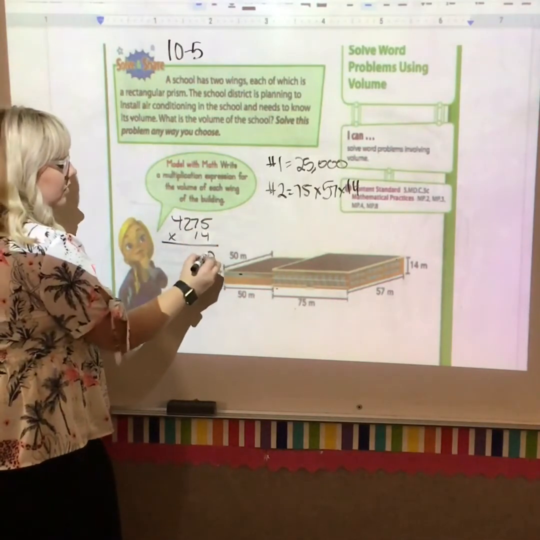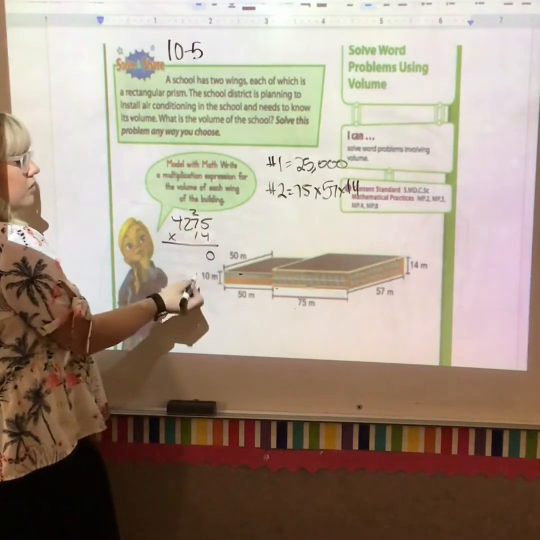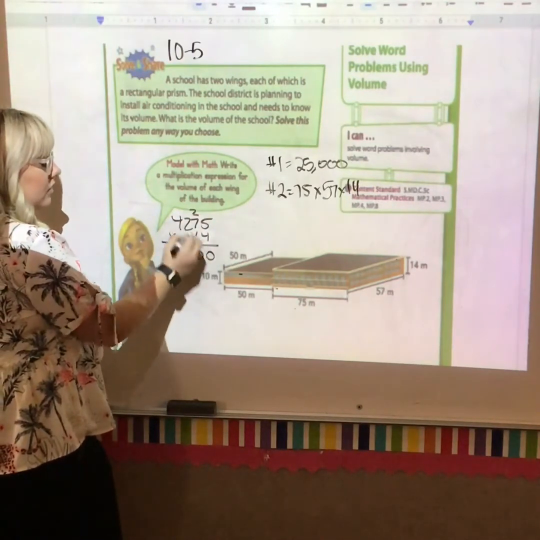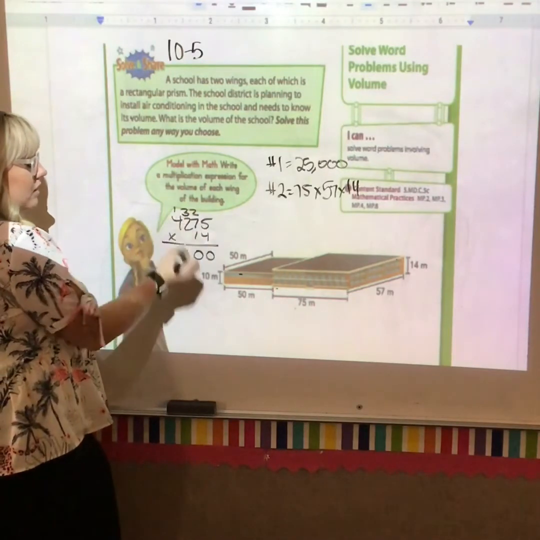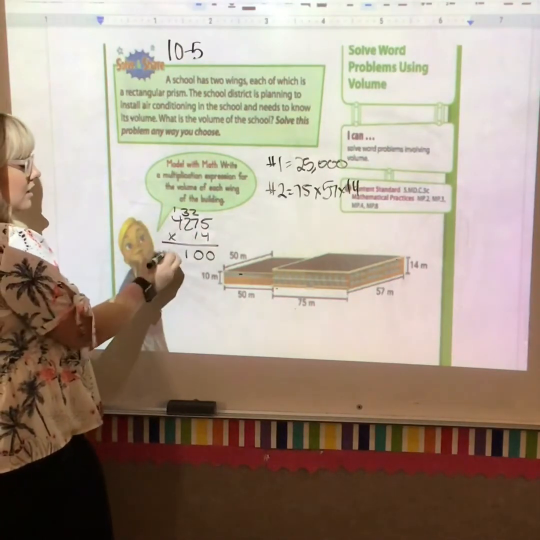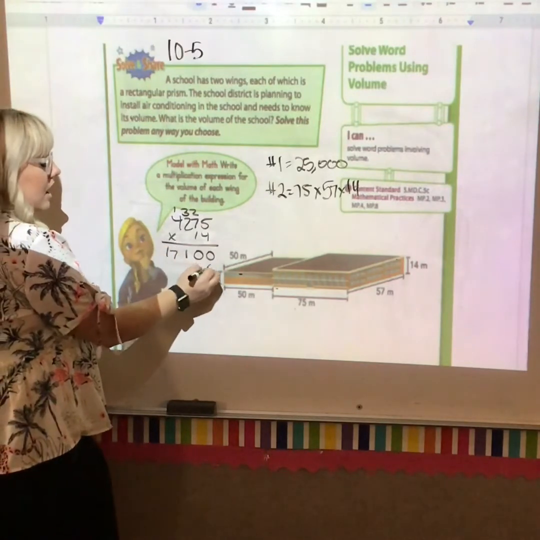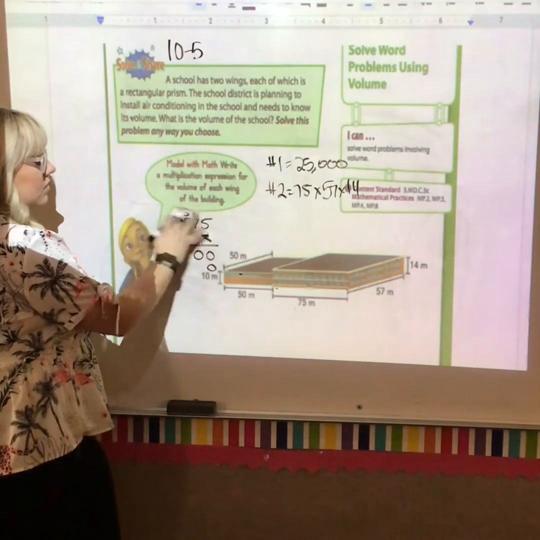5 times 4 is 20, carry the 2. 7 times 4 is 28. 28 plus 2 is 30, carry the 3. 4 times 2 is 8, plus 3 is 11, carry the 1. 4 times 4 is 16, plus 1 is 17. Add a 0 to move on to the second row.